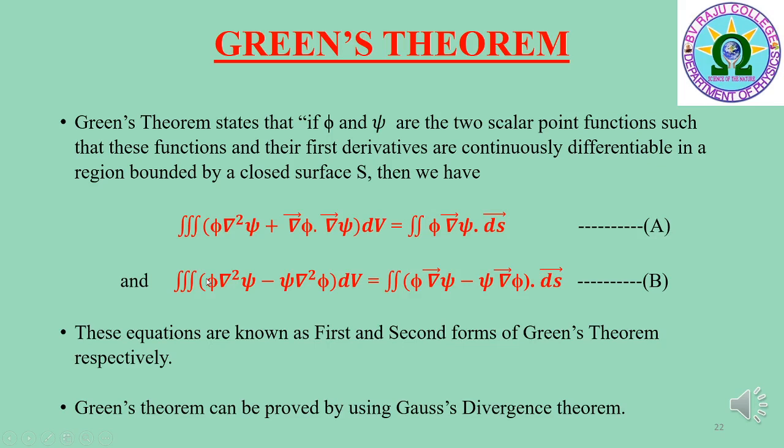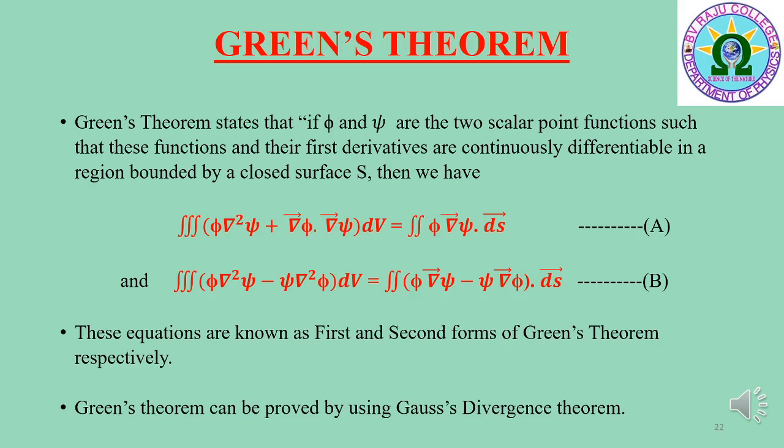In this mathematical form, del square is an operator called the Laplacian operator. Del bar is a vector differential operator. Del bar phi and del bar psi are two vectors, even though phi and psi are scalar point functions. This is the first form of Green's theorem.